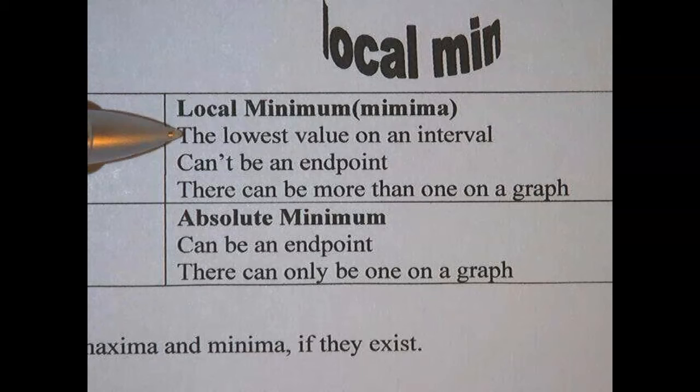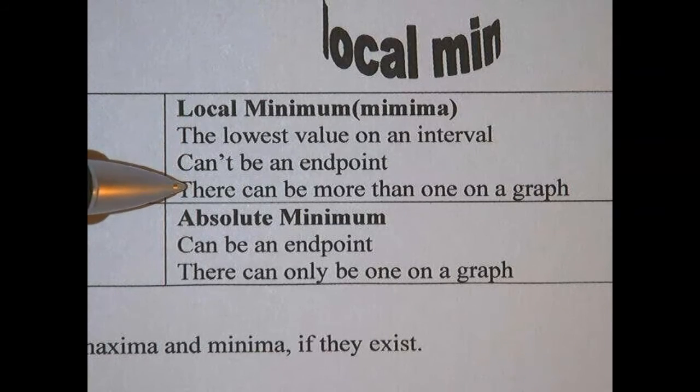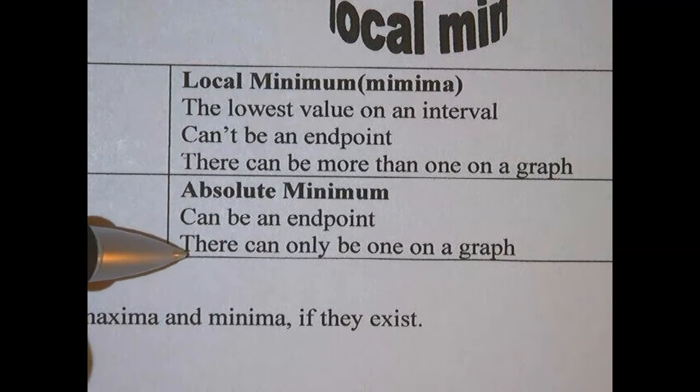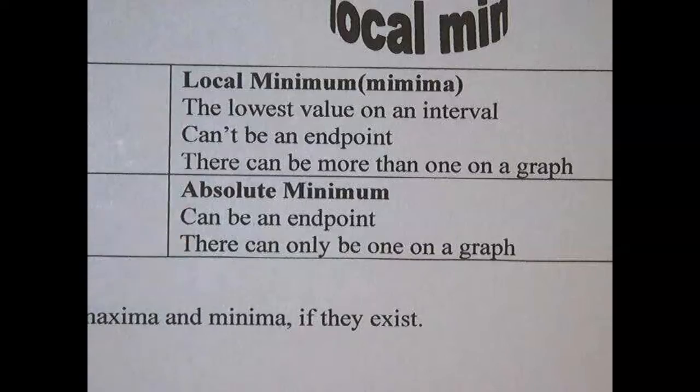The local minimum is the lowest point on an interval. It can't be an endpoint. There can be more than one local minimum on a graph. While the absolute minimum can be an endpoint, there can be only one of them on a graph.